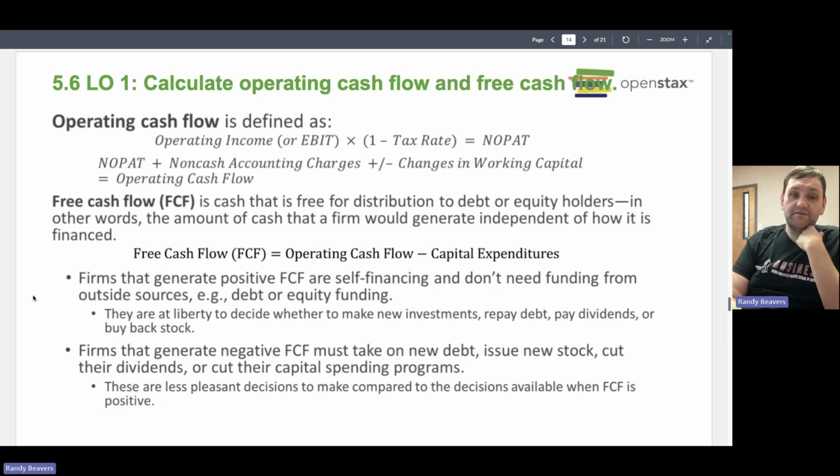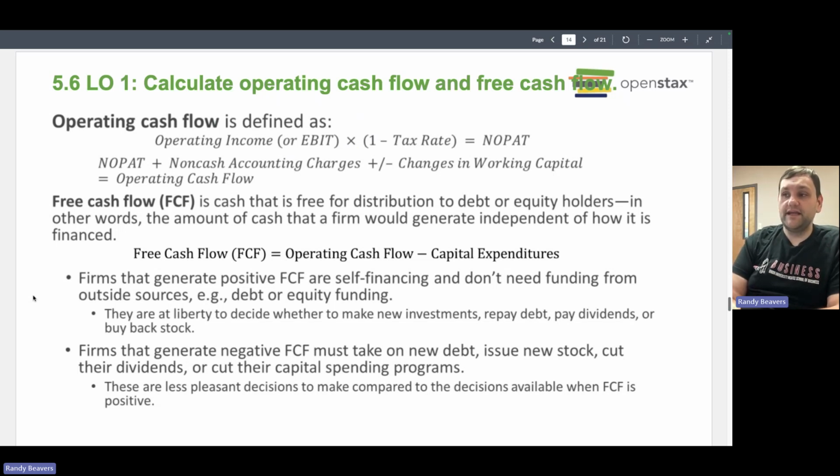If you generate positive free cash flow, you're self-financing and you don't need funding from outside sources. So this is kind of the ultimate goal. You want positive free cash flow. And the reason why you want this is because you can do whatever you want with it. You can make new investments, repay debt, pay dividends, or buy back stock.